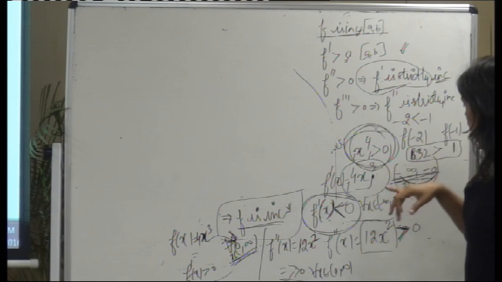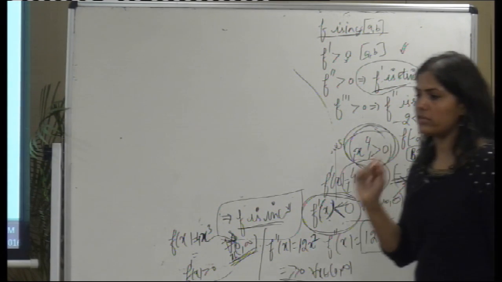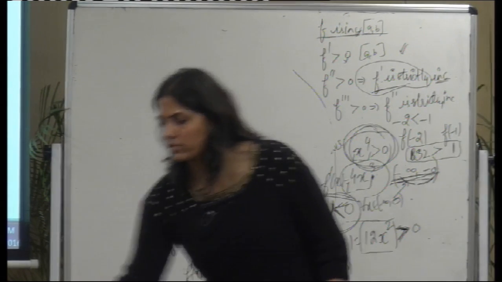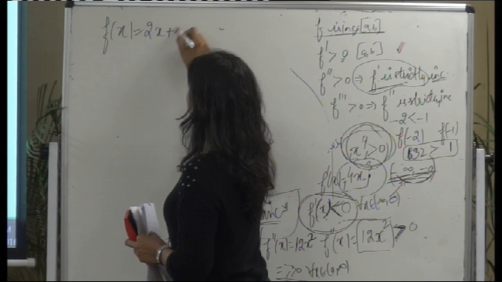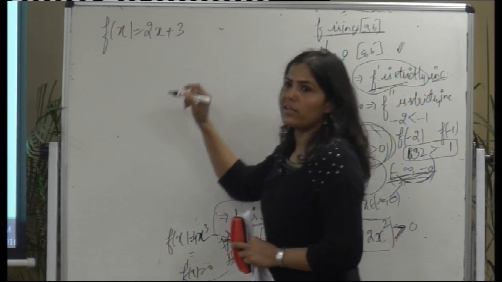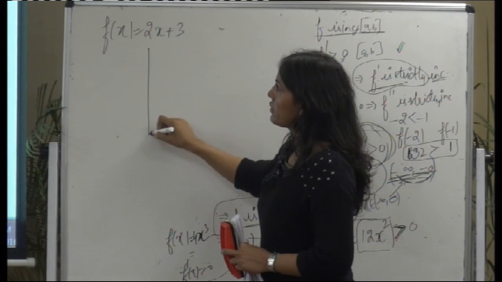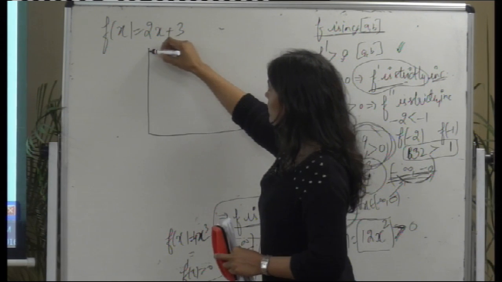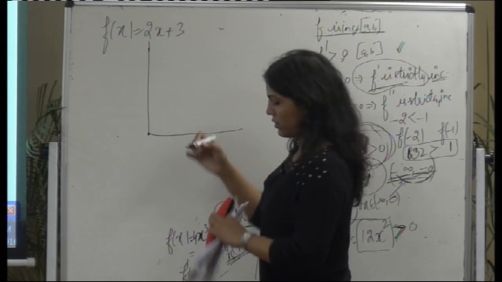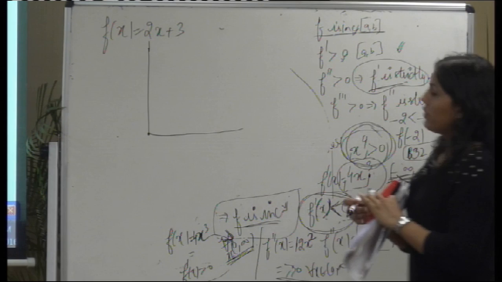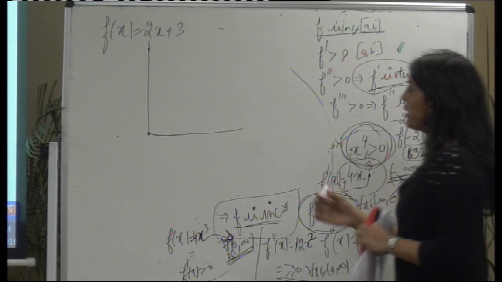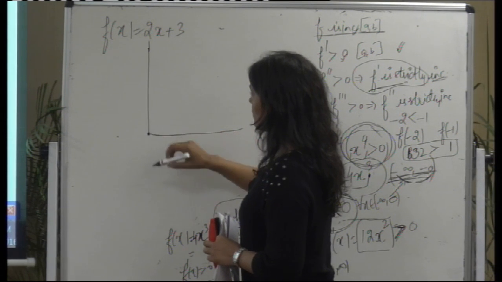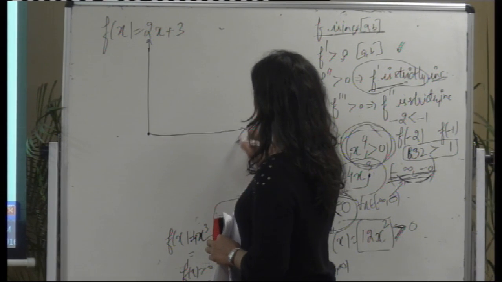Now, is this okay? Any other question coming to your mind? It's a good question now. What about a line? Suppose I am taking this line, 2x plus 3. Okay, draw this line quickly. It is increasing. This line passes through the region.